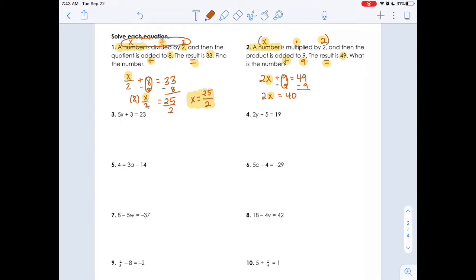To get the x completely by itself, I'm going to divide both sides by 2. These give me a 1x, which is just x, equals 40 divided by 2 is 20. So that would be the number.